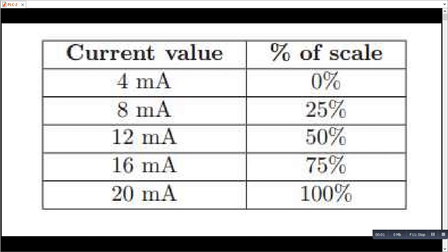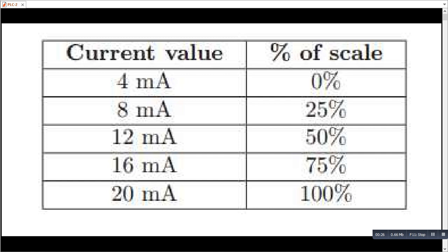Hello guys, today we are going to see how the industrial analog communication system works. In industry we have a standard of 4 to 20 milliampere analog current. 4 milliampere corresponds to 0% and 20 milliampere corresponds to 100%. We also name it a live zero system.